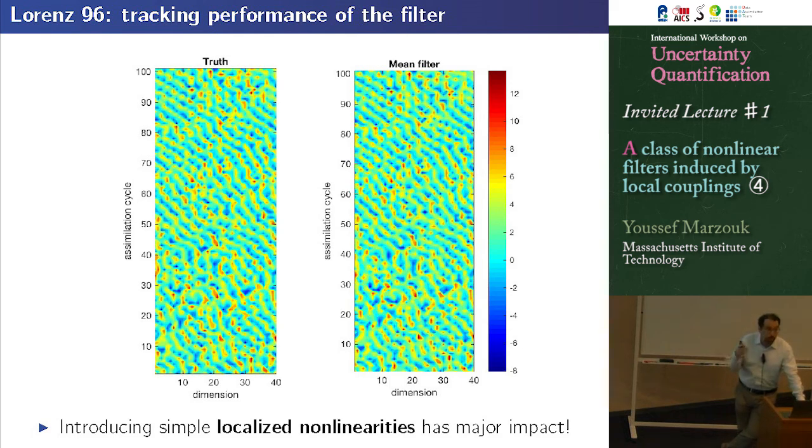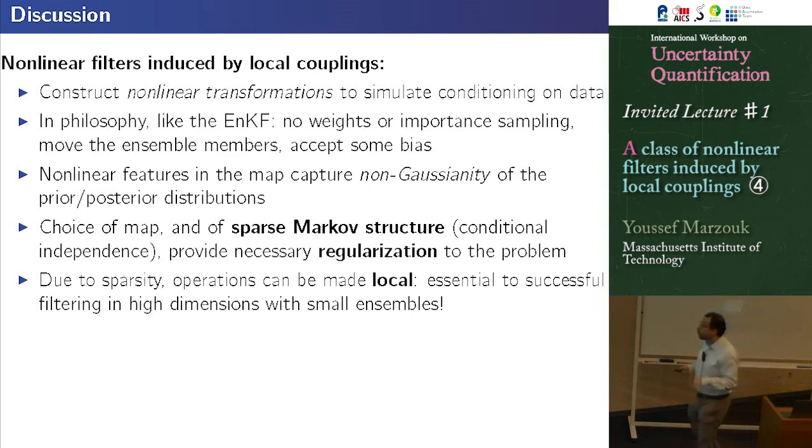So what's the upshot of this? We constructed nonlinear transformations that simulate conditioning on data. In philosophy, this is like an EnKF. There are no weights, there's no importance sampling, there's nothing that's going to degenerate. We are necessarily accepting bias. Why? Because if I wanted to do this exactly, the maps S would have to be essentially the inverse of the Knothe-Rosenblatt rearrangement for the true forecast. And the map T I have to learn would actually be the Knothe-Rosenblatt rearrangement for the mapping from the reference to the posterior.